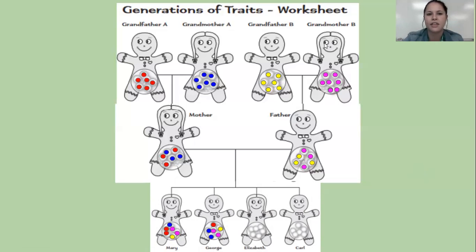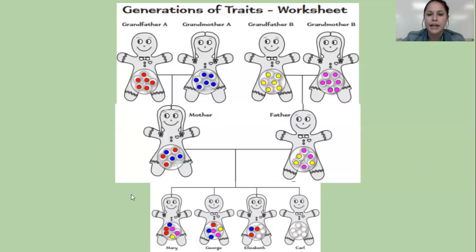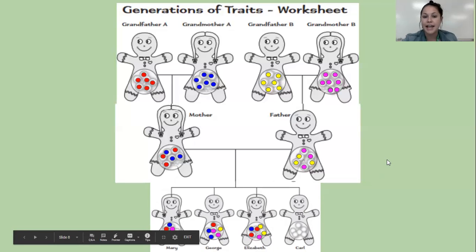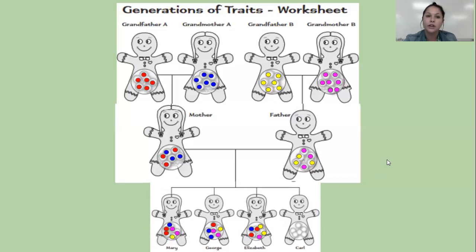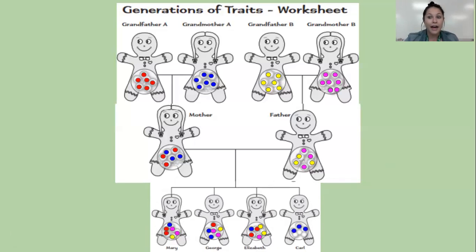Now let's look at Elizabeth. Elizabeth is going to get 3 from her mother, 2 reds and a blue, and 2 yellows and a purple from her father. So Elizabeth now has all of her traits, and it is a different number of traits from each grandparent than Mary and George had. Last but not least, we have Carl. Carl got 3 blues from his mother. So he did not inherit any traits from grandfather A, but he inherited a lot of traits from grandmother A.